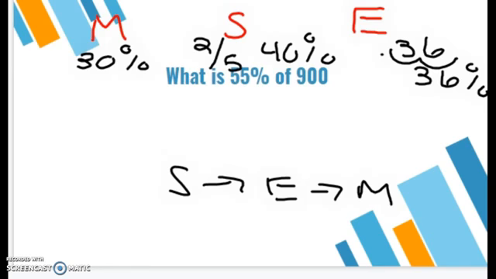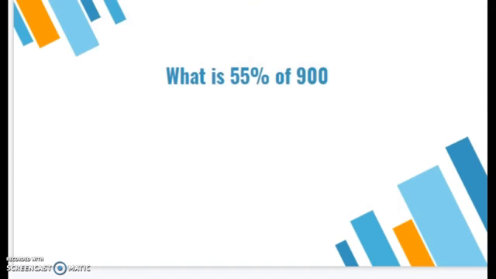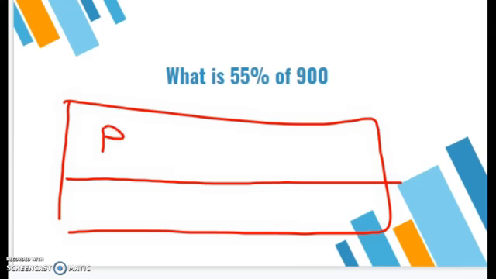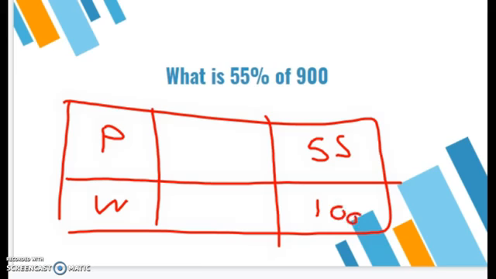Alright, next problem. Let's go ahead and erase this. It says, what's 55% of 900? So I'm going to draw myself a table, and I'm going to put parts, and then the whole. So it's 55%, so I have 55 out of 100, and then it's of 900. Of means whole, so my whole is 900, so I'm trying to figure out the part.